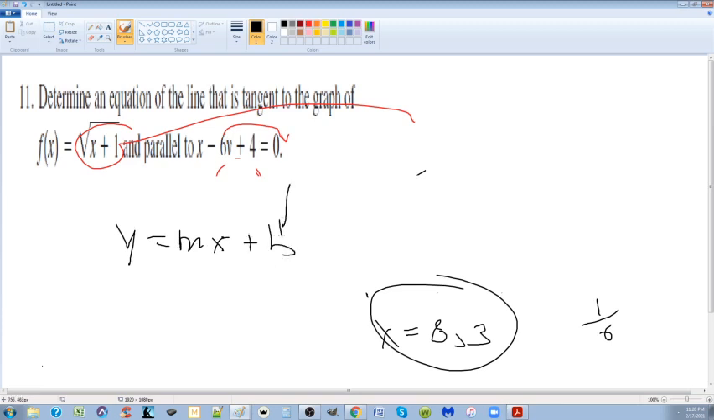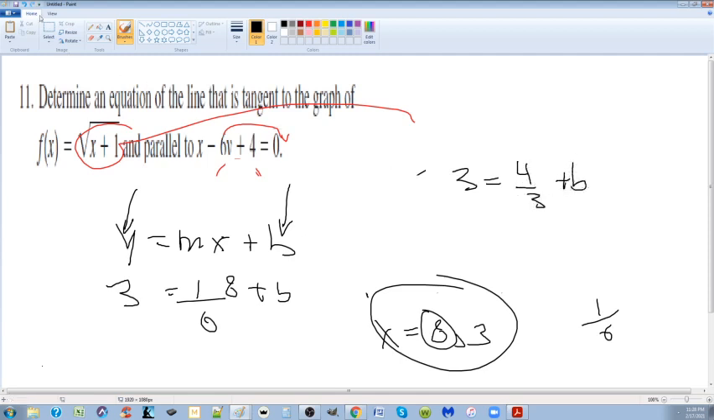And we're looking for b. We know a point here. It's 3. We know m is 1 over 6. We have y equals mx plus b. So we're left with 3 is equal to 8 over 6, which is 4 over 3, plus b.